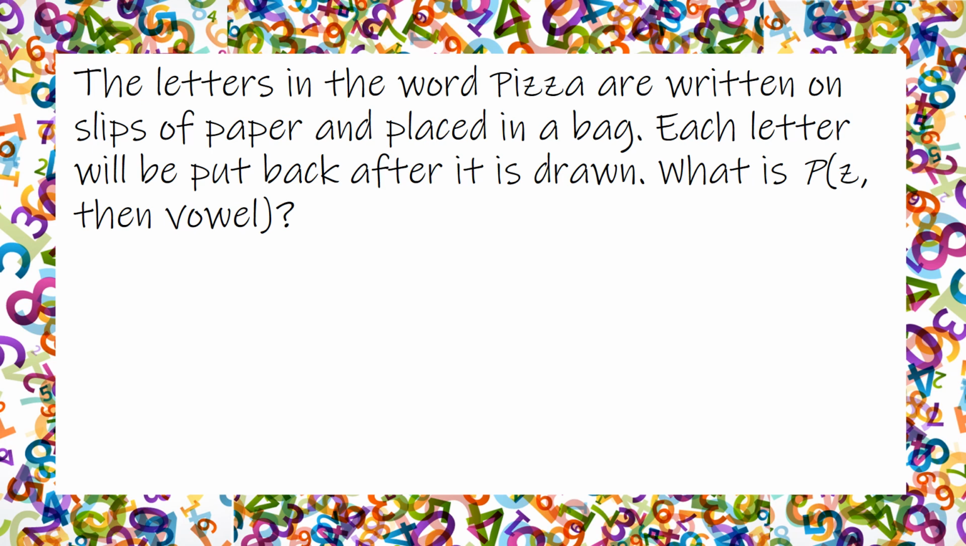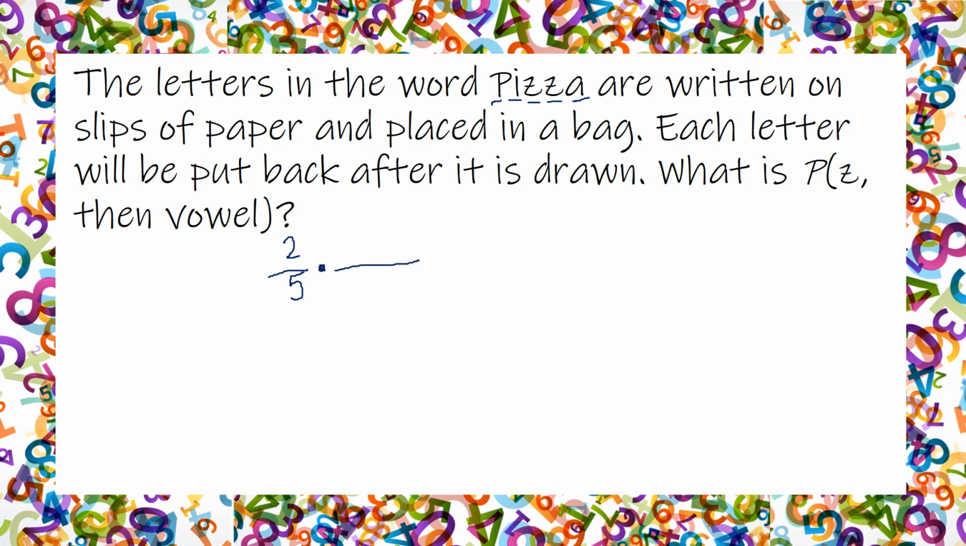The letters in the word pizza are written on slips of paper and placed in a bag. Each letter will then be put back after it is drawn. So what is the probability of getting a Z and then a vowel? So there is 1, 2, 3, 4, 5 letters in the word pizza. 2 of those are Z's. So to get a Z first, I would have a 2 out of 5 chance.